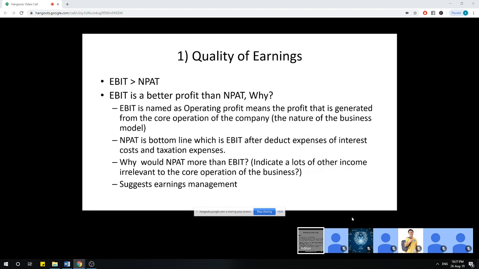Because analysts or the brokers all focus on the bottom line. So when the net profit is high, they usually will adjust the target price. So the management will take whatever it takes to massage the net bottom line. So bear in mind here, we want the EBIT to be higher than the net profit.